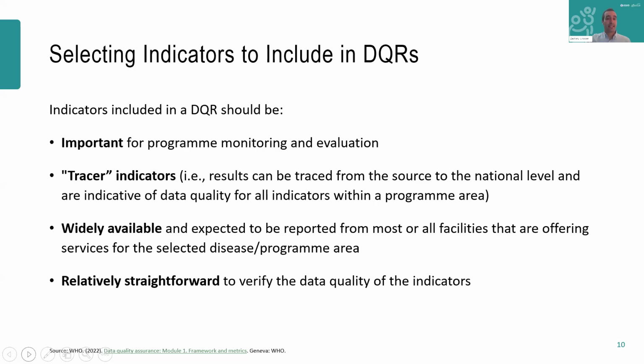They should be tracer indicators, meaning the results can be traced from the source all the way to the national level, and those results are indicative of data quality for all indicators within a program area. The indicators should be widely available and expected to be reported from most or all of the facilities that are offering services in the program area. And the indicators should be straightforward to review, to verify the data for. The idea behind that point is that we want to reduce the burden of collecting the data for our review itself, and we also want to minimize the chance that we ourselves are making an error.